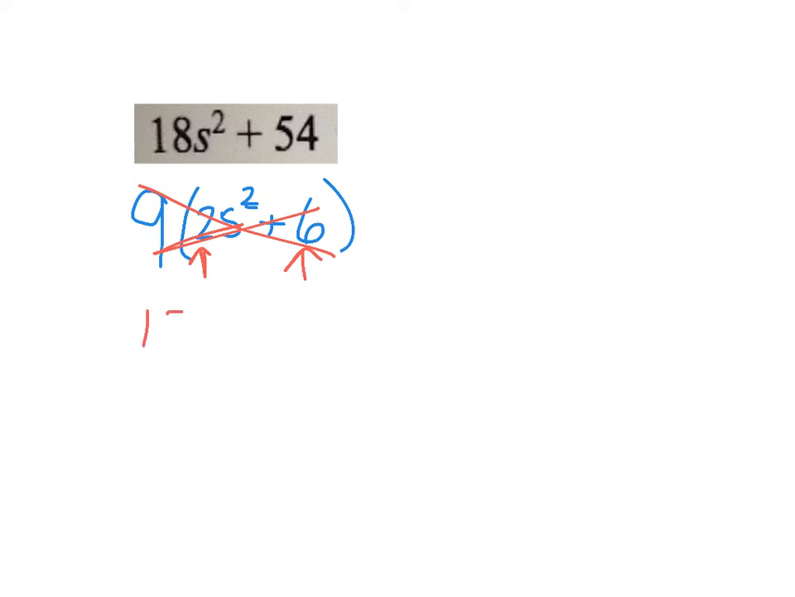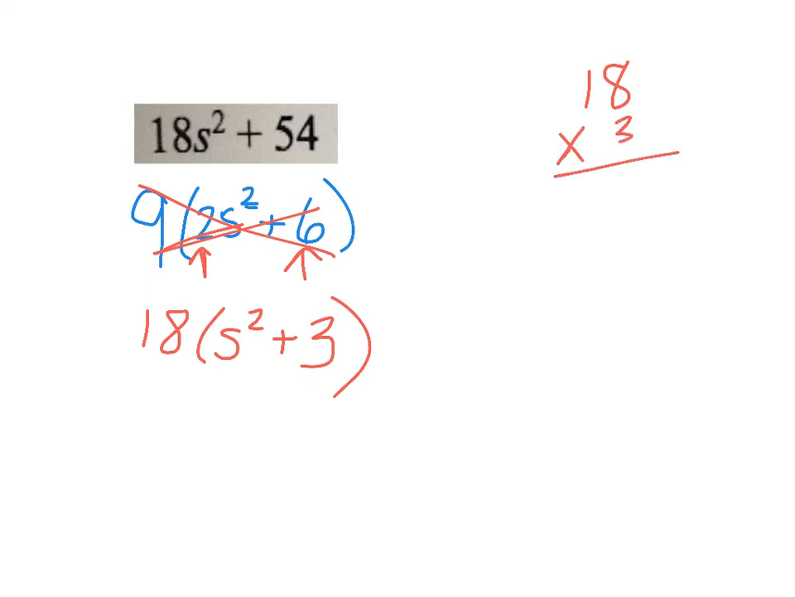So it is 18, and 18 times s to the second power takes us to 18s to the second power. And then if it was 9 times 6, half of 6 is 3, so it must be 18 times 3, so this would be plus 3. And it would be helpful to check it as well, so here's my 18 times 3. 3 times 8 is 24, carry the 2. 3 times 1 is 3, plus 2 more is 54. So 18 times 3 does give us 54. And so I just wanted you to see those.